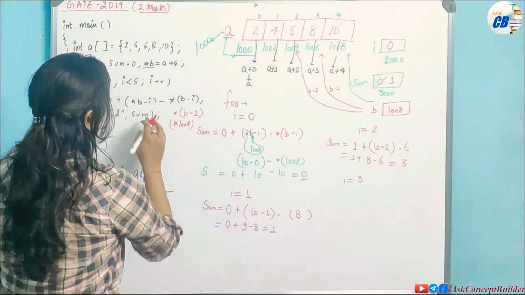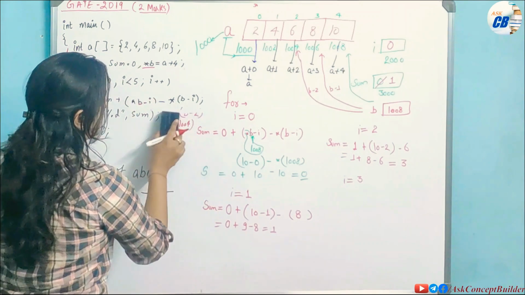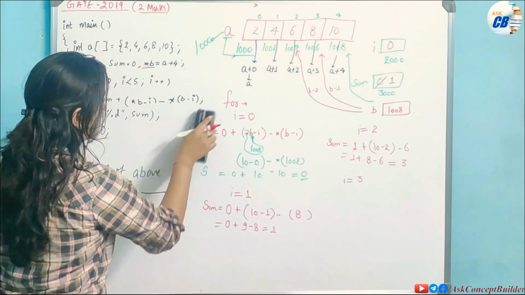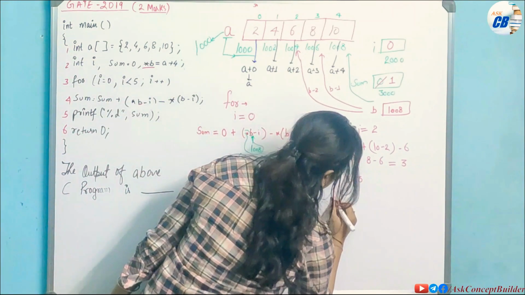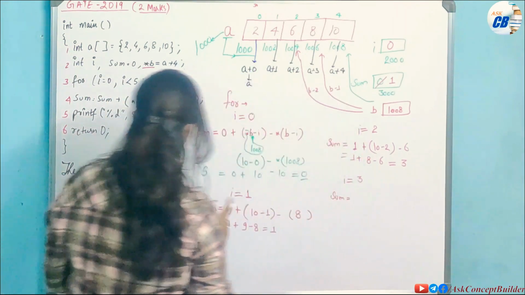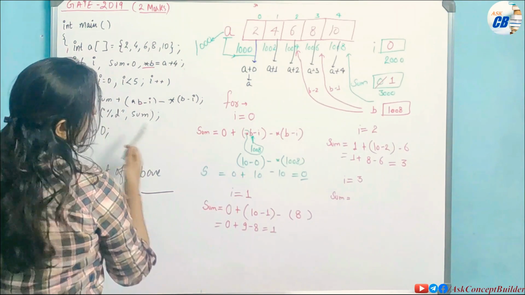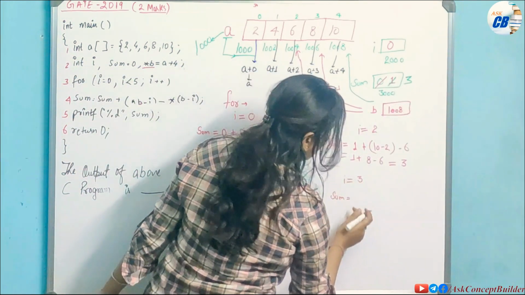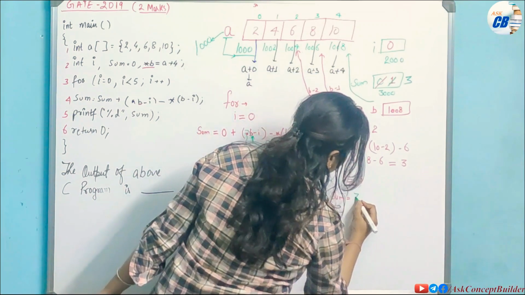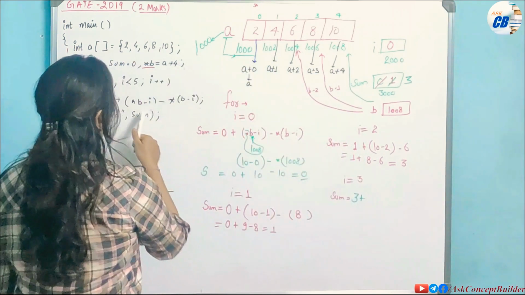Now when I becomes 3, see 3 is less than 5, the condition is true. Again we will solve this loop. So sum equals sum plus. Sum has become 3 in this step. Now 3 plus, again you have to solve this one.